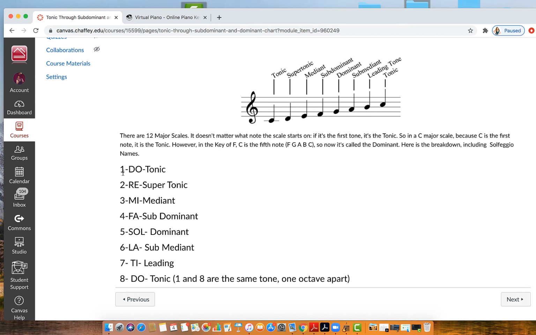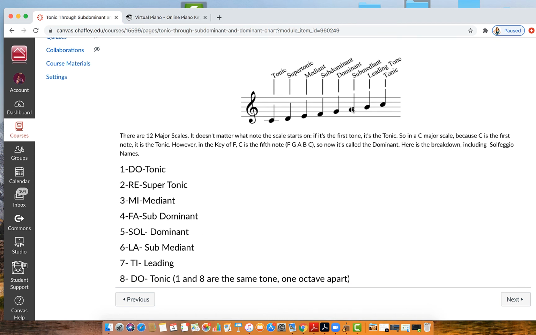So number 1, do is the tonic. 2, re is the supertonic. 3 is the mediant. Now we get to 4. We call that the subdominant. Sub means below. The dominant is 5. So subdominant is right below. So we got tonic, supertonic, mediant, subdominant, dominant. 5 is always called the dominant.